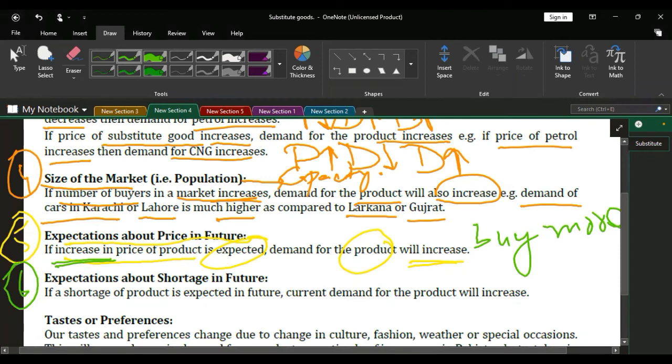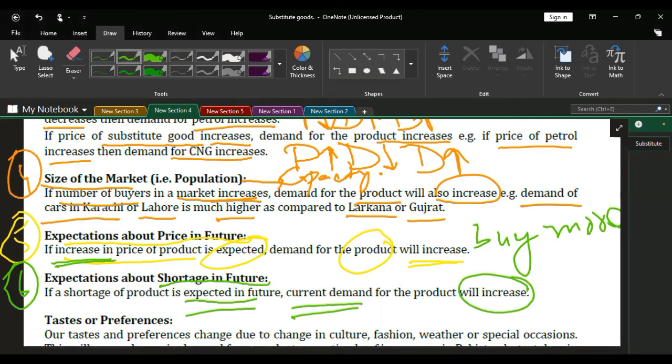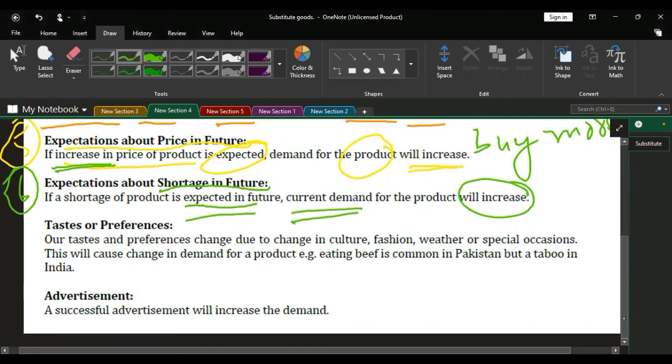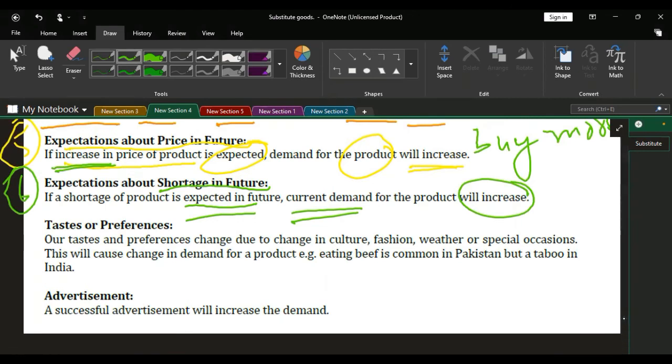Sixth is expectation about shortage in the market. If a shortage is expected in the market, then current demand for the product will increase because people want to store the goods in order to save themselves from the unavailability of the goods at a future date. So, expectation regarding shortage in the future also affects demand for a good.